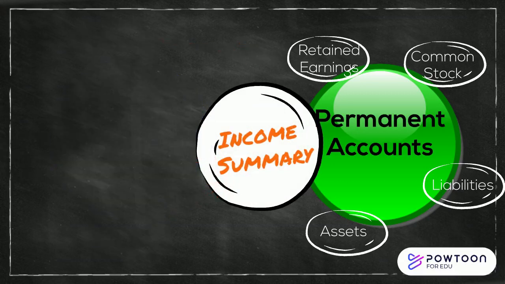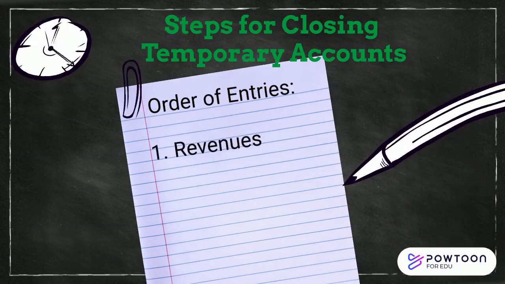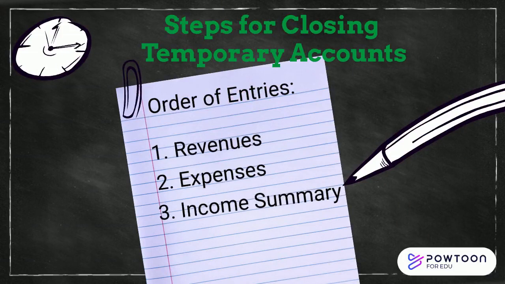The steps for closing temporary accounts are as follows. First, we close the revenues. Next, we close expenses. Then Income Summary. And lastly, we close out the dividends.